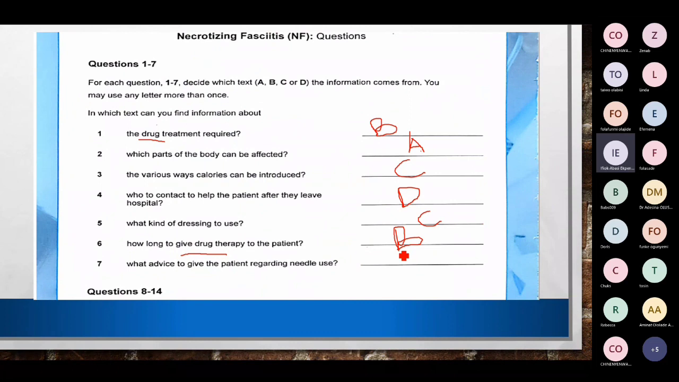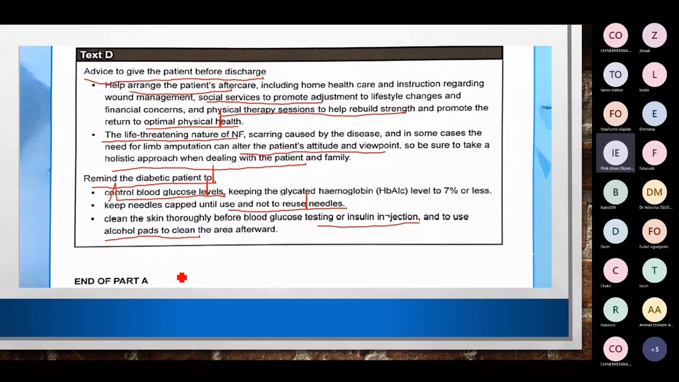Now, number 7 says advice to give the patient regarding needle use. Look at the keyword: advice. Where did we see the word advice before? Can somebody get me the answer, please? D. Okay, the opening word here is advice, right? Since D, regarding needle use. Now, can you also see that when we talk about the minor diabetic patients, we underline control blood glucose levels, and also underline use and not to reuse needles? Can you see this?